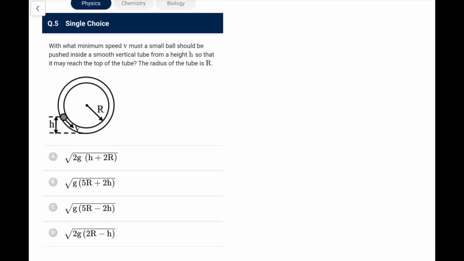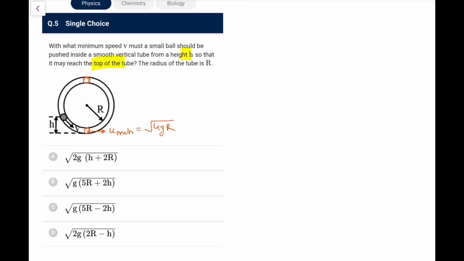With what minimum speed should a small ball be pushed inside a smooth vertical tube from a height h so that it may reach the top of the tube? Because it is a tube, there is no risk of losing contact. So simply I can say, at this point, if I remember the condition, this u minimum should be equal to root 4gr, or you can write that the speed at the topmost point is 0, whatever you wish.